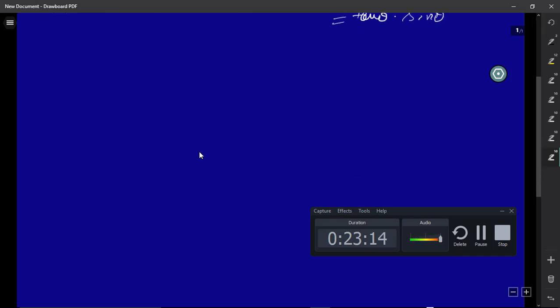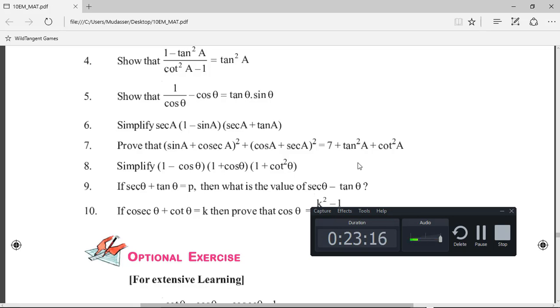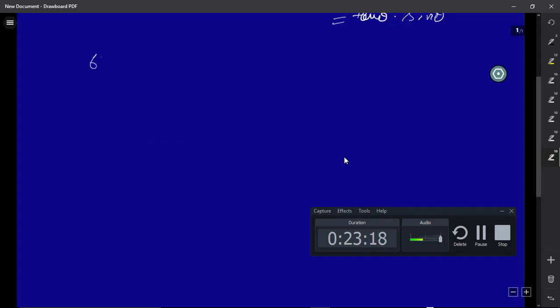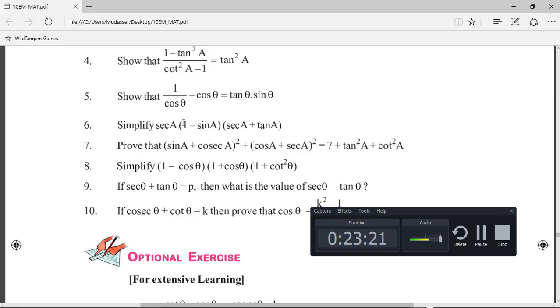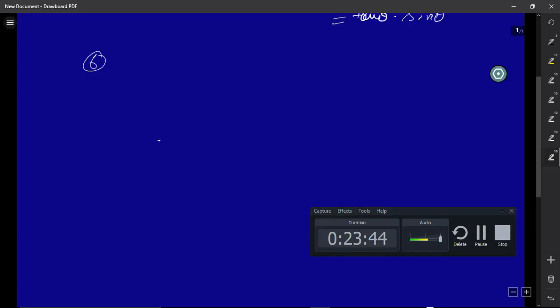Let's go ahead and work on the next one. The next one is the sixth problem, which is asking us to simplify secant A into 1 minus sin A into secant A plus tan A. Okay, we can do it in two ways. Instead of doing it in two ways, I'll just use the same concept that I've been explaining so far.